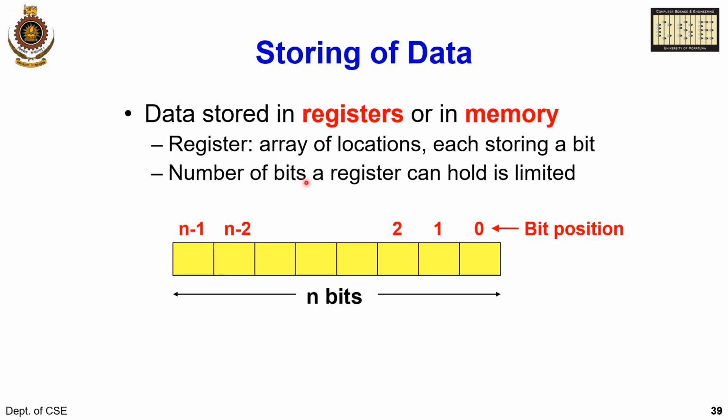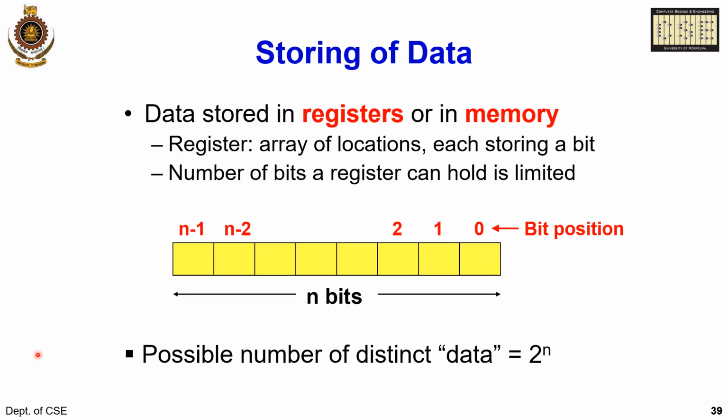However, each register has a fixed size. The number of bits a register can hold is limited by the size of the register, and if it can hold n bits, we start counting at position 0, 1, 2, and up to n minus 1. So if you have a register of n bits, the possible number of distinct values is 2 to the power n. By looking at all the combinations of ones and zeros, we can have maximally 2 to the power n distinct values.